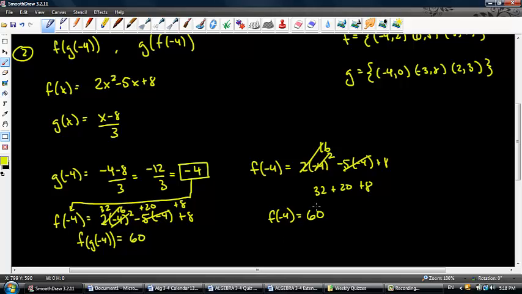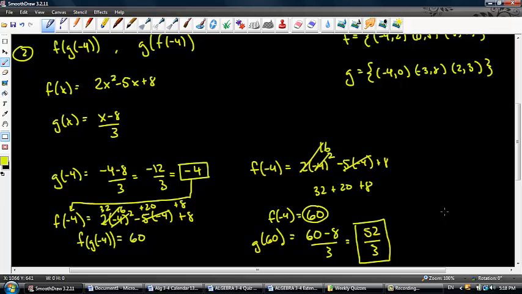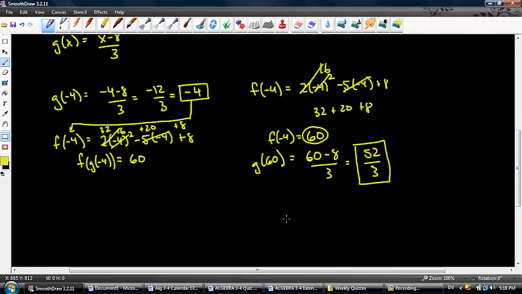So now we're going to pump 60 into g of x. So g of 60 is (60 minus 8) over 3. 60 minus 8 is 52 over 3, and I don't believe that can be simplified, so that is what you get. And if I had to write this as a complete answer, it would be g of f of -4 is equal to 52 over 3.